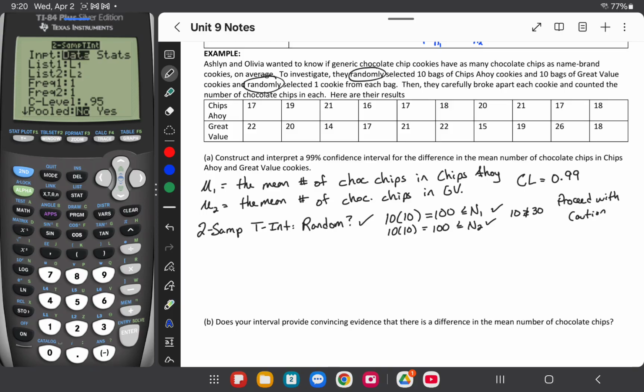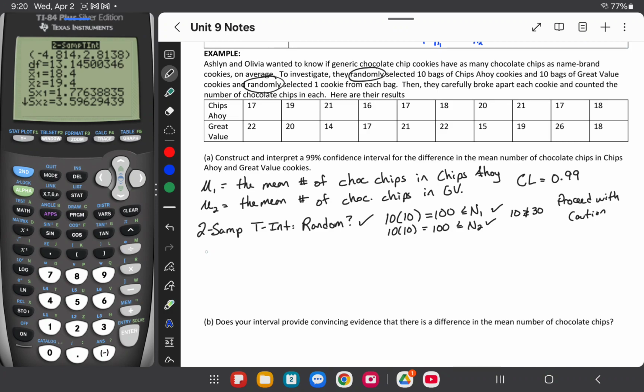For list 1, we'll keep that as list 1, and list 2. We aren't using frequency lists, so keep those 1. Make sure the confidence level we change to 0.99, and again for pooled we'll put no. Here in just a little bit, we'll talk about when we use pooled data versus when we don't. So for right now, just leave that as no. And then when we calculate this, here's going to be our confidence interval.